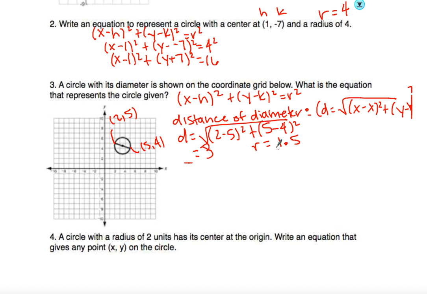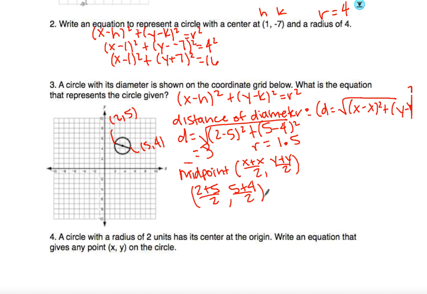So now you need to find the midpoint in order to find the center. You know that your diameter has endpoints at (2, 5) and (5, 4). To find your midpoint, you're going to use the midpoint formula, which is (x plus x over 2, y plus y over 2). So you're going to say (2 plus 5) over 2 and (5 plus 4) over 2. That turns out to be 7 over 2 and 9 over 2. So you could change that to 3.5 and 4.5.